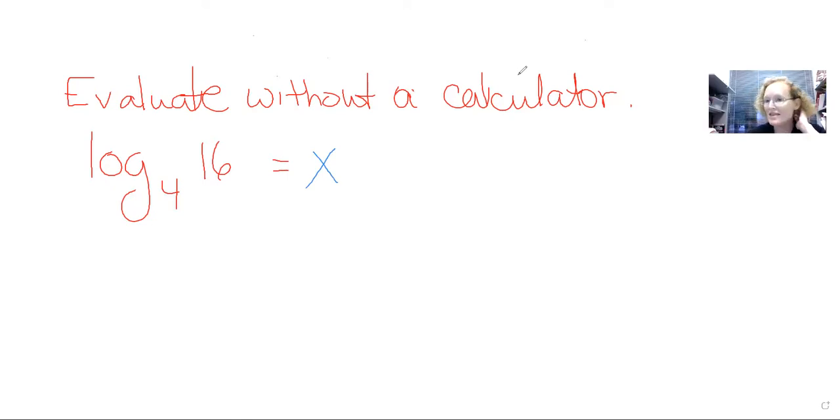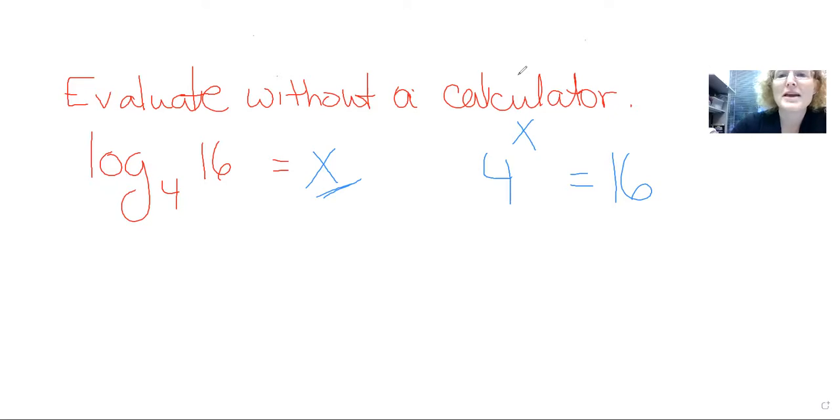The only thing that I have talked to you about in the last 5 minutes is how to take a log and make it look like an exponential. So that's what we're going to do. We always start with our base. So the base here is 4, and we're going to raise it to this power, in this case x power, equals 16. And so we're going to ask ourselves, what can we do to 4 to raise it to a power to equal 16?